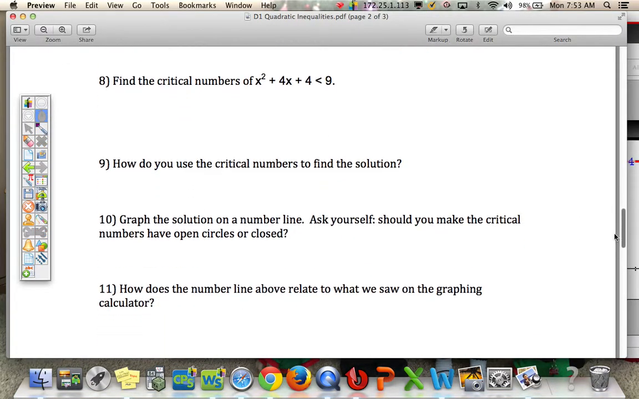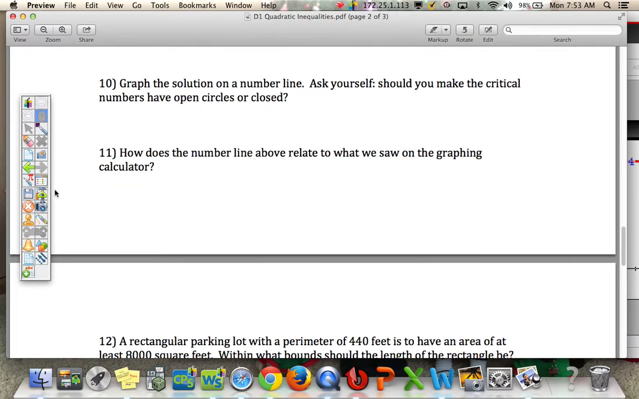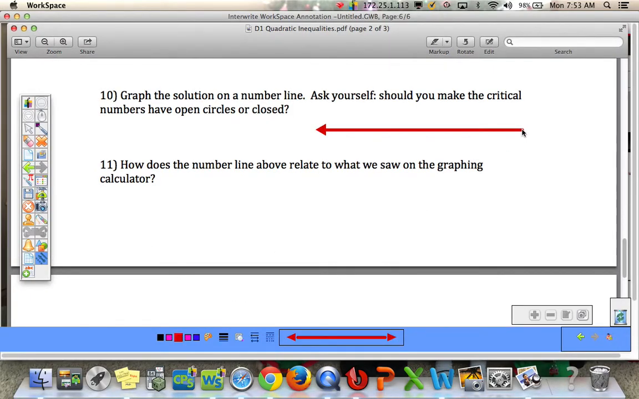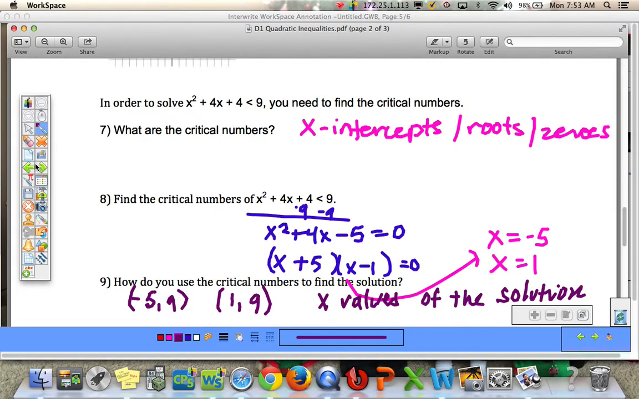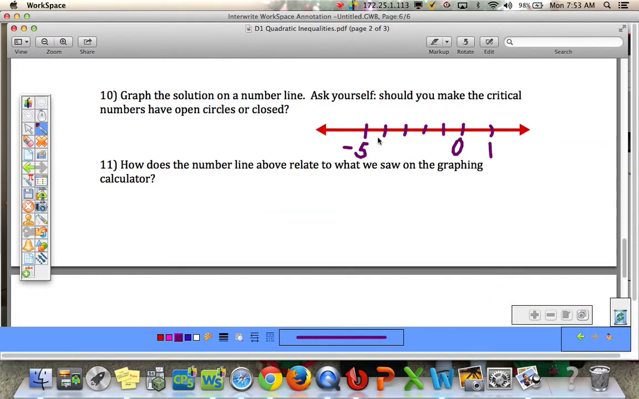Okay, so now here's where it becomes one-dimensional. Graph the solution on a number line. Ask yourself, should you make the critical numbers open circles or closed circles? So let's put our number line here, and let's get our negative 5, negative 4, negative 3, negative 2, negative 1, 0, and here's 1. All right, so this one right here, if it's open or closed, look at this, is less than. There's no equal sign, so those circles should be open because our answer is either going to be outside the circles or inside the circles.